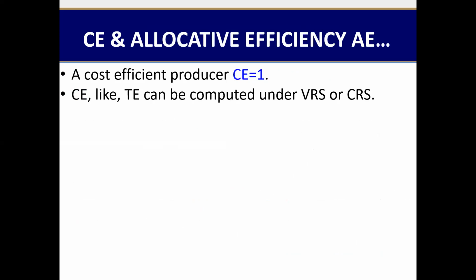When you're calculating cost efficiency and you get a score of 1 for a particular firm, it means that firm is cost efficient. And like the technical efficiency, you can also model this cost efficiency assuming variable returns to scale or constant returns to scale. Now, I've already told you that there is a test that you do, the test of the returns to scale. Do you all remember?